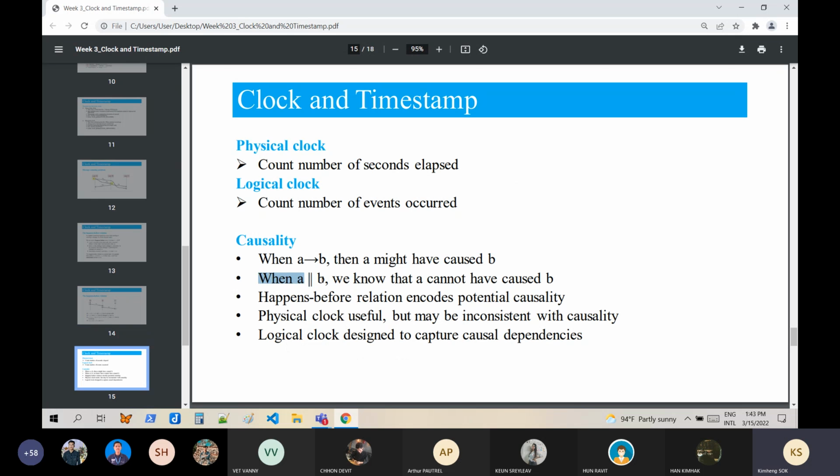So when A and B are concurrent, we know that A cannot have caused B.